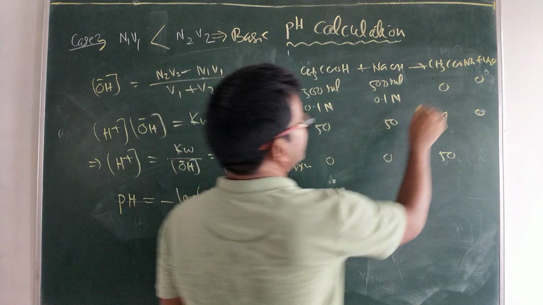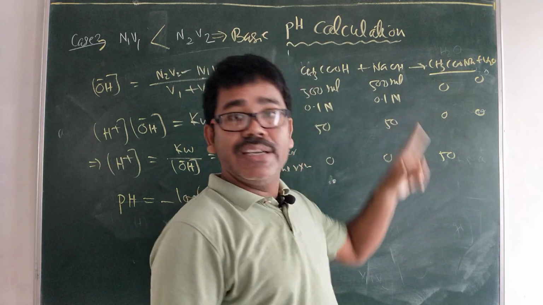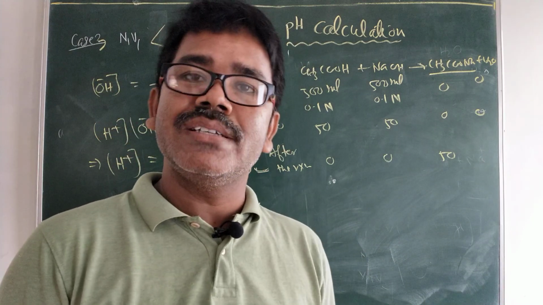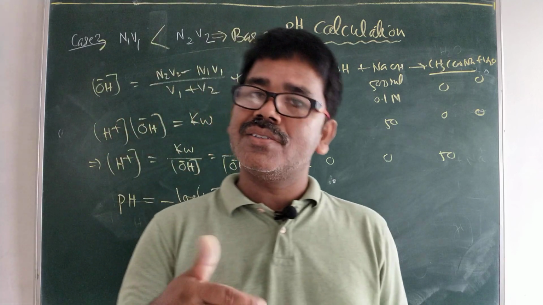Therefore, this is a case of salt hydrolysis. What kind of hydrolysis? Anionic hydrolysis. And we know anionic hydrolysis produces anions, OH minus ions. That means the solution will be basic. Therefore, pH will be higher, greater than 7.